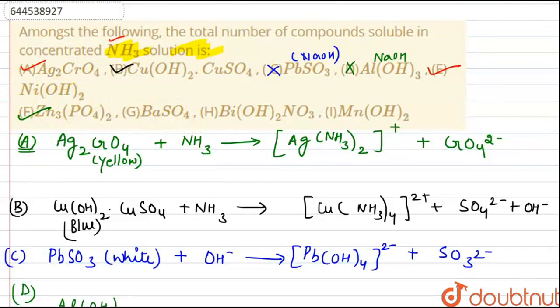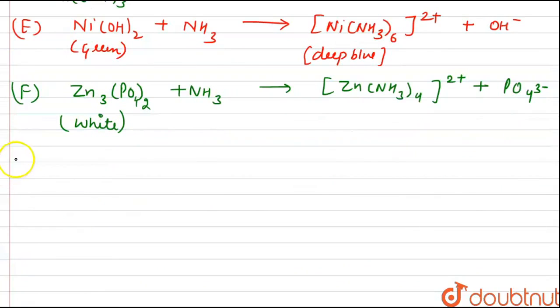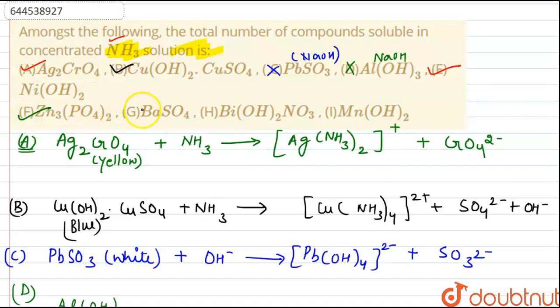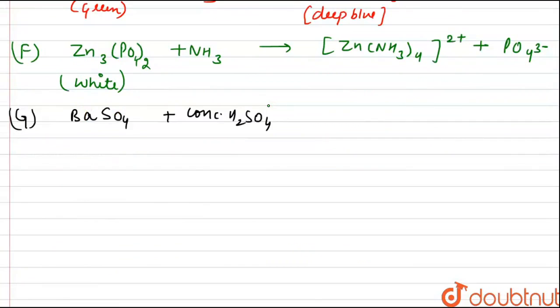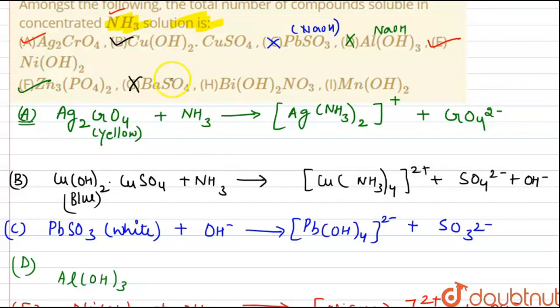Next is barium sulfate, BaSO4. It is not soluble in ammonia; rather, it is soluble in concentrated H2SO4, as it can make a complex with H2SO4. So this is not soluble. Next one we have is Bi(OH)2NO3. It is also not soluble in ammonia, so this can be cancelled out.